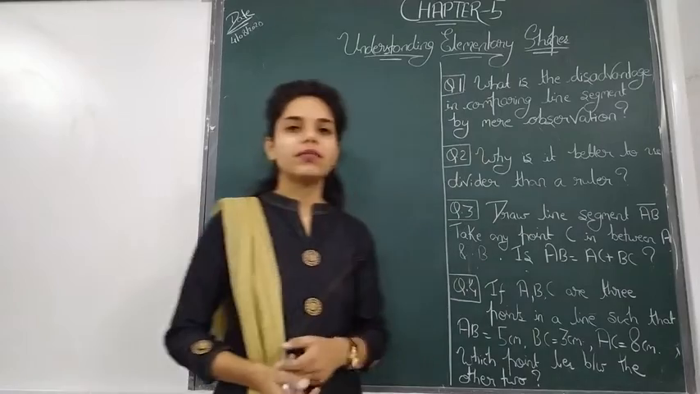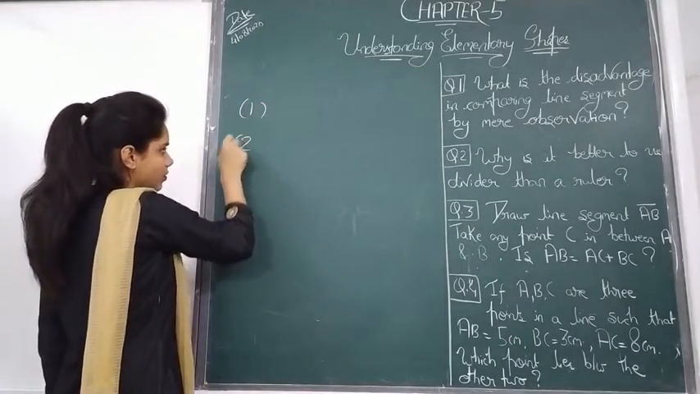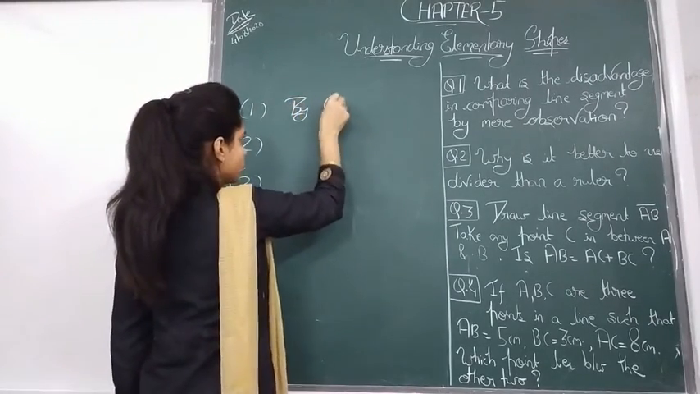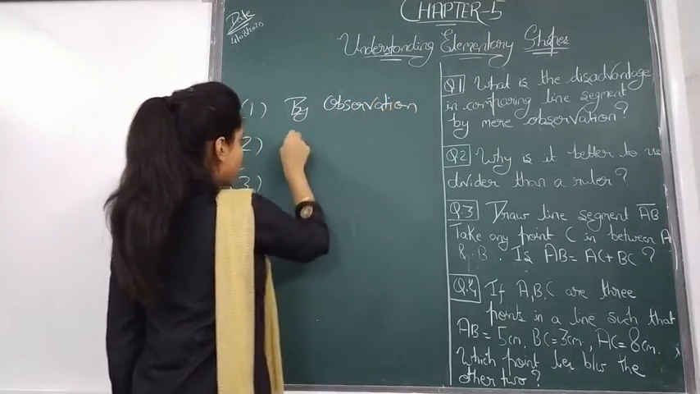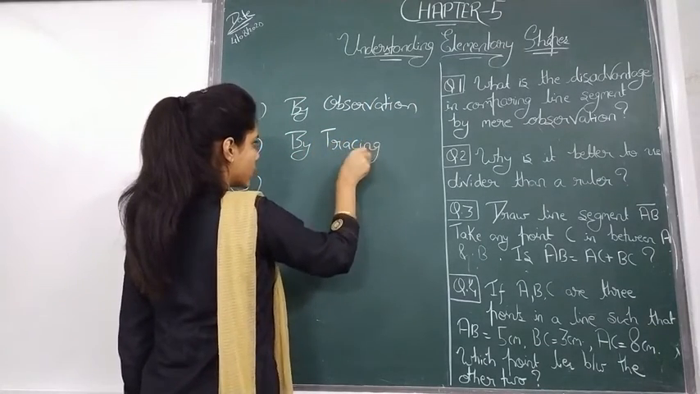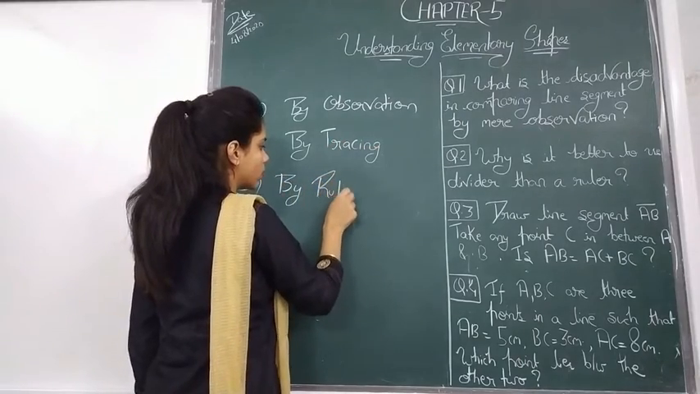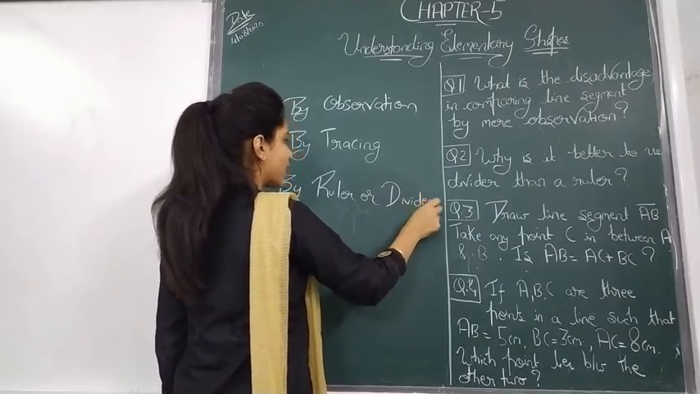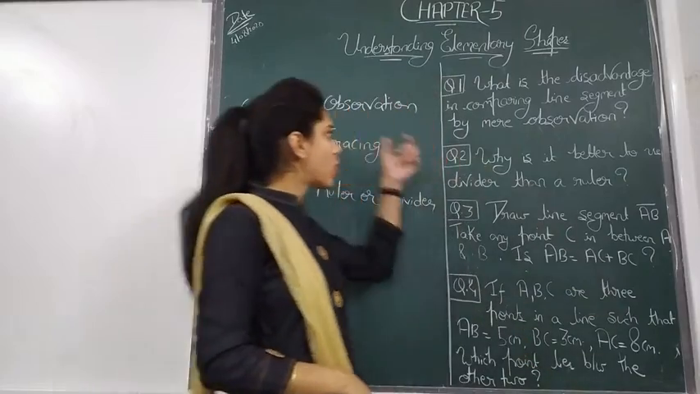Now it can be done in three ways. First is by observation. Second is by tracing. Third is by ruler or divider. So there are three ways to measure a line segment. So first is observation.